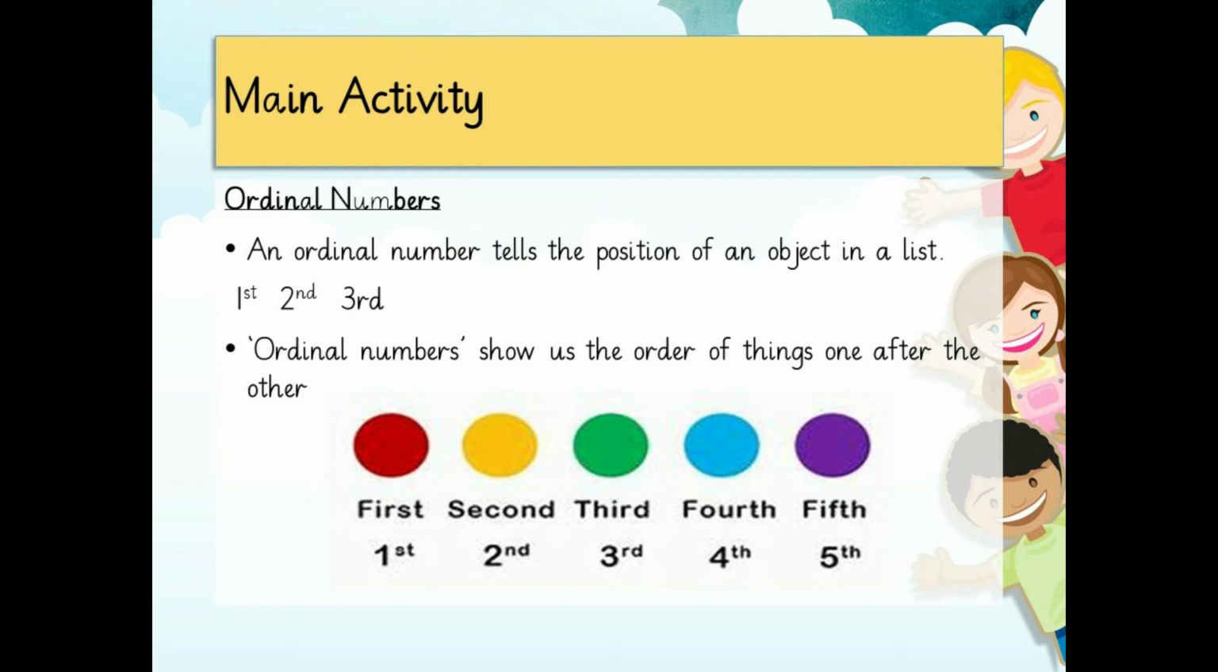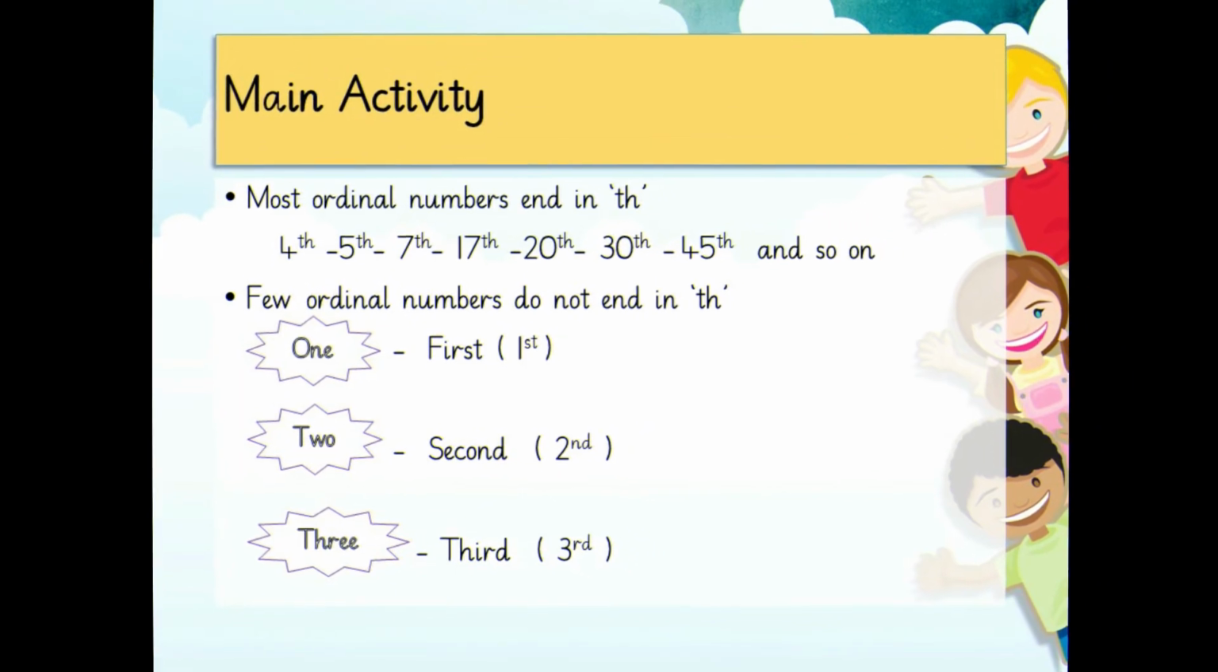If you look at the given dots of different color, starting from the left, the red one stands at first. The second one, yellow color, is at second position. Green color dot is at third position. Blue color dot at fourth position. And the purple color dot is at 5th position.